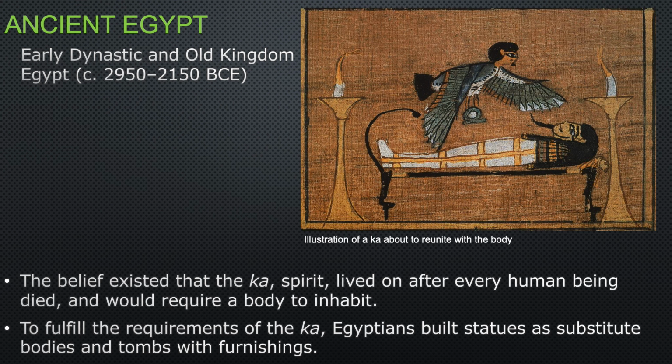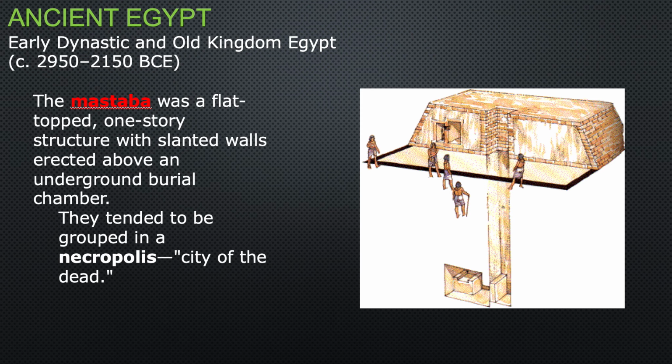So, it says here, the belief that the Ka spirit lived on after every human being died and would require a body to inhabit. To fulfill the requirements of the Ka, Egyptians built statues as substitute bodies and tombs with furnishings. So here's a diagram of the first style of tomb that the Egyptians used. And this is called a Mastaba, and it's in red here because it will be on the quiz, that term.